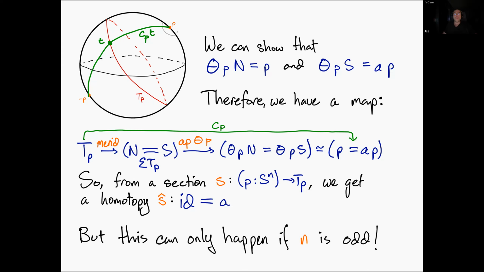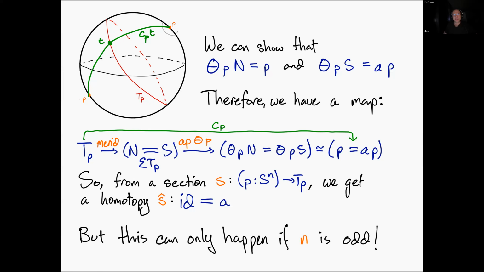Now, what this means is that if we have a section of the tangent bundle, in other words, if for every point we have a tangent direction, then we must have a homotopy between the identity and the antipode. So for every P, we have a homotopy from P to AP. And this is going to be a problem if our sphere is even, because if our sphere is even, remember that A is flip, and flip is not homotopic to the identity. And that is something that you can prove using cohomology or homotopy ending. So I'll go to that in a bit.